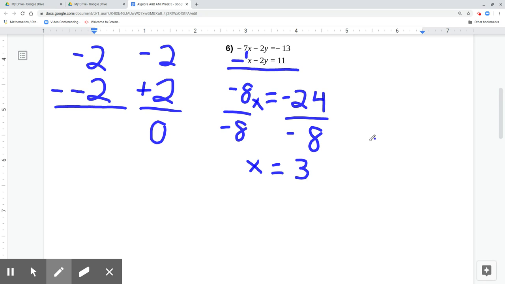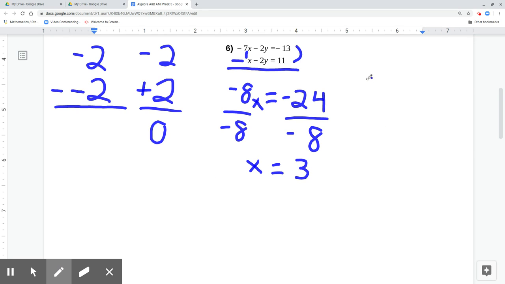Remember that when you're solving a system of equations, you need two values for your answer, an x and a y. So now that we know the value of x, we will take the number 3 and substitute it back in to one of our original equations. Typically when I'm doing this, I'm going to pick the easier equation to work with, or one that looks like it has simpler numbers. So I'm going to choose to plug 3 or substitute 3 back into the bottom equation.